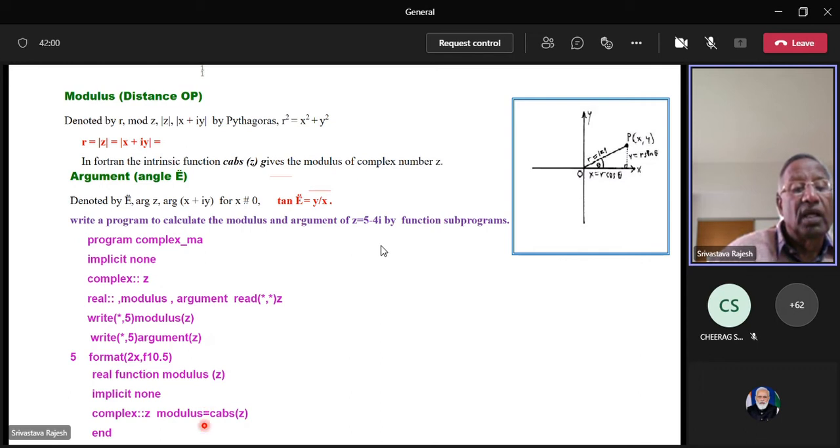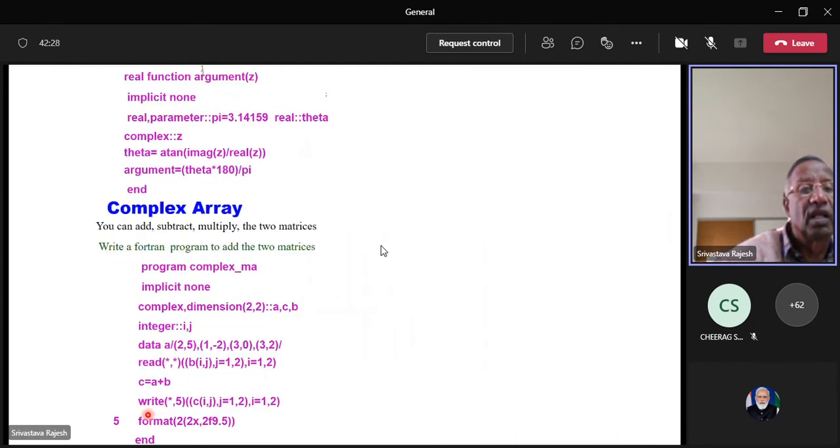Here I have used a real function, modulus z, as a real function. If your computer does not know what the modulus is, then you can use the complex number here, and modulus is equal to C absolute value of z. So that is how you can calculate it. I made a little program here that takes account of this.